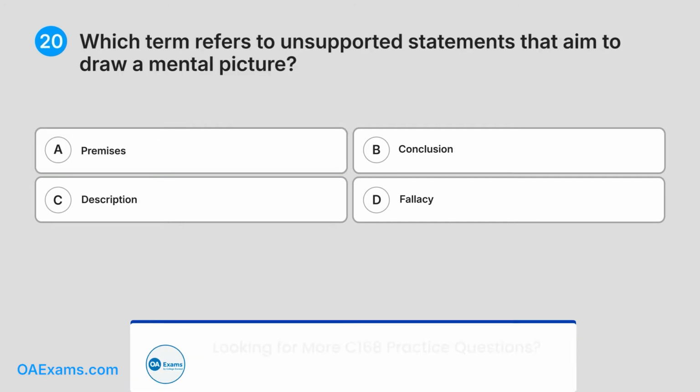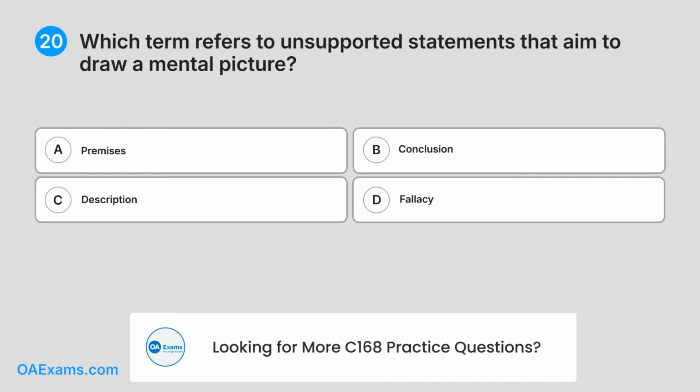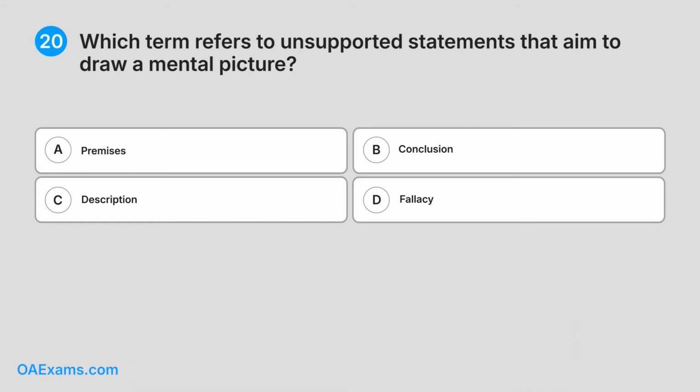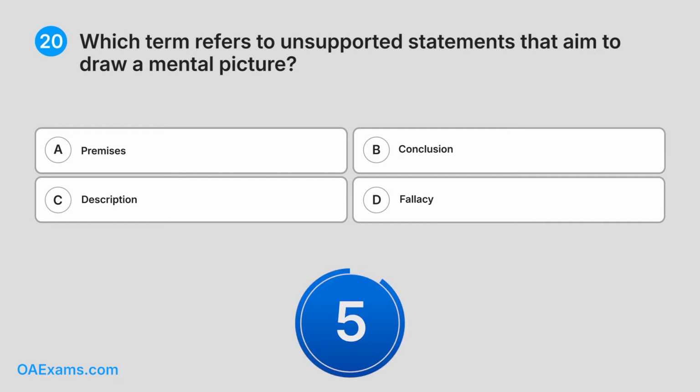20. Which term refers to unsupported statements that aim to draw a mental picture? A. Premise. B. Conclusion. C. Description. D. Fallacy. Do you know the answer?